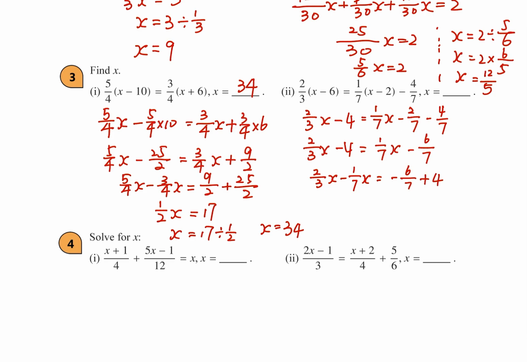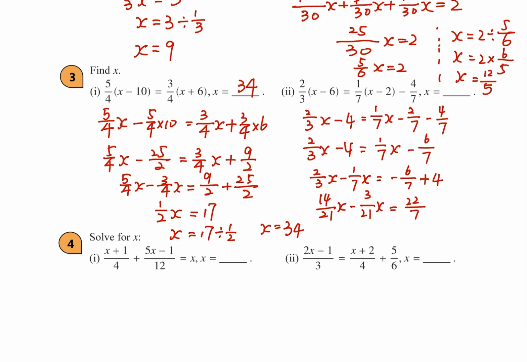So on the left-hand side, we would have 21 as the common denominator. So that's 14/21 x minus 3/21 x. And on the right-hand side, we would have 28/7 minus 6/7. That's going to be 22/7.